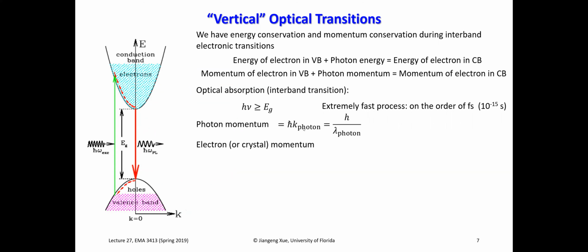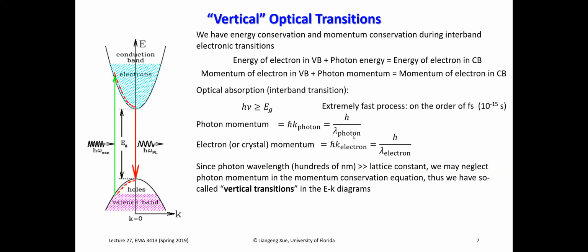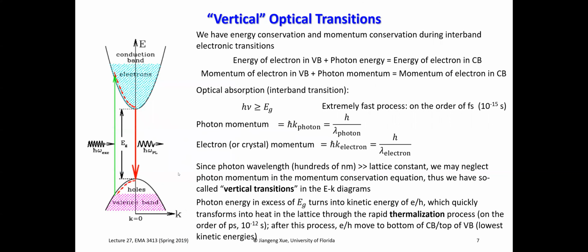But now let's look at photon momentum. Photon momentum is inversely proportional to the wavelength of the photon, and the wavelength of the photon is actually much higher than the wavelength of the electron wave. So that's why the momentum of the photon is negligible compared to the momentum of the electron. So when we consider the momentum conservation, we don't need to consider the photon momentum. That's why the momentum of the electron in the valence band and the momentum in the conduction band will be the same. That's why in this E-k diagram, the band structure diagram, they appear as these so-called vertical transitions.